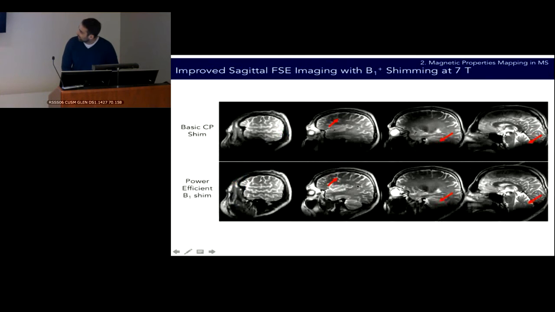So here you see images taken with a power-efficient B1 shim and images taken with the basic CP shim mode. By doing this B1 shimming with a multi-transmit coil, we recover quite a bit of the cerebellum and some of the deep brain structures, as well as some of the cortex, which we're interested in in MS.